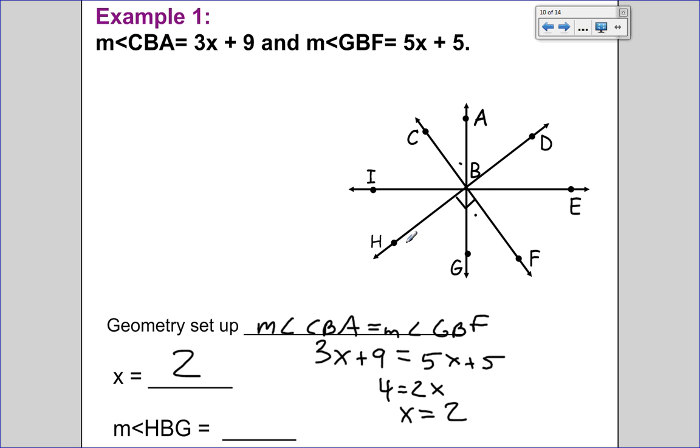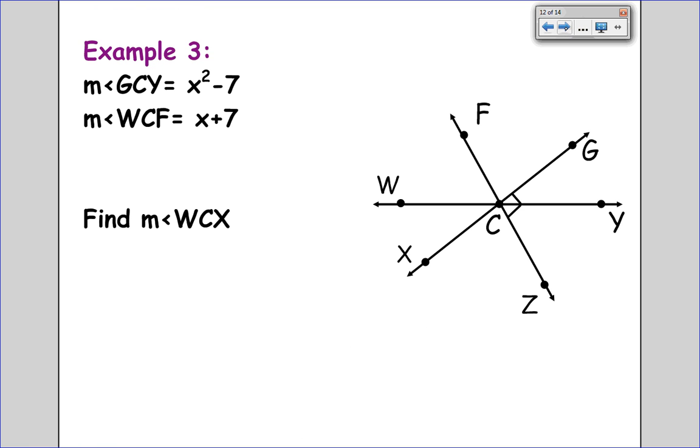So measure of angle HBG, HBG is not given in the problem. But if you notice, HBG and GBF form a 90-degree angle. So if I can figure out GBF, then I'm on my way to HBG. So let's figure out angle GBF here. 2 times 5 is 10, plus 5 is 15 degrees. And these have to add up to 90, so 90 minus 15 gives me 75 degrees. Okay, so hopefully, let's do one more problem and see how we do with it.